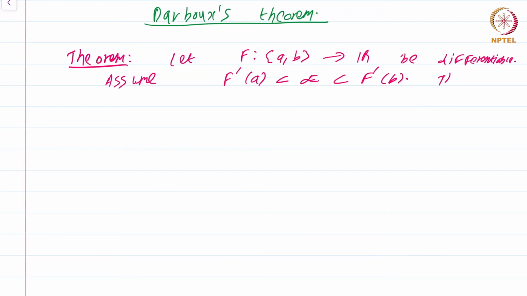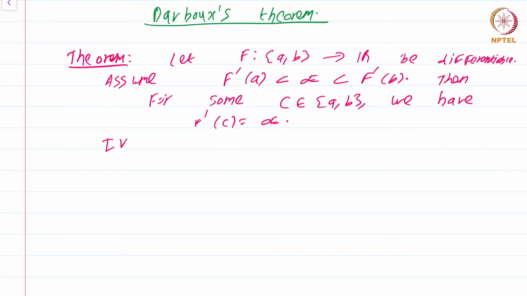Then for some c in the closed interval [a, b], we have f prime of c equal to alpha. In other words, the intermediate value property holds for derivatives.